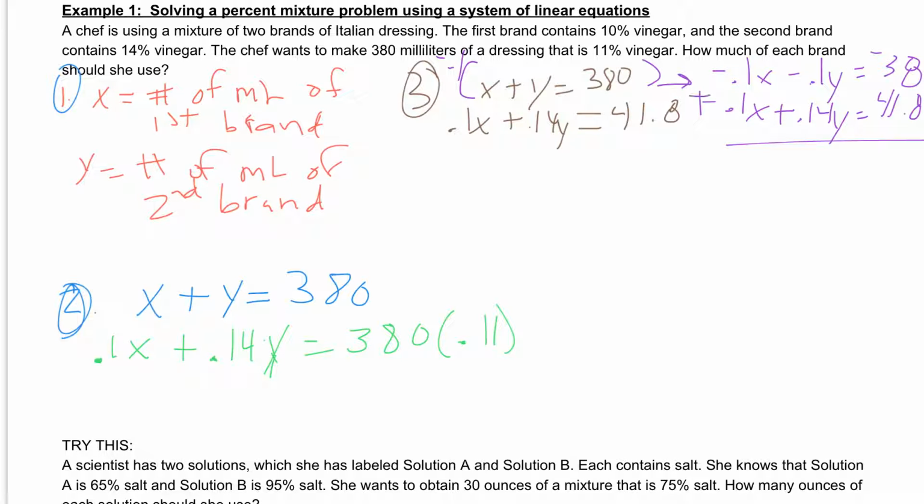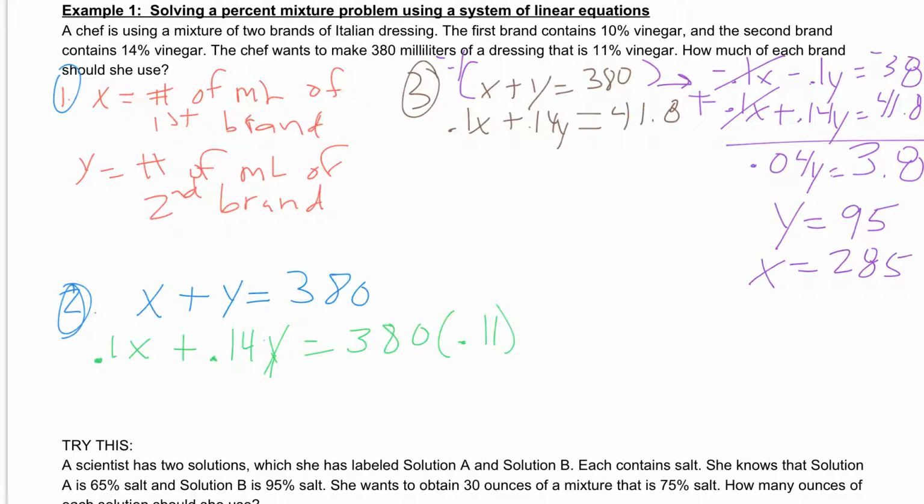Now I can go ahead and add these two together. My x's will cancel out. Negative 0.1 plus 0.14 is 0.04y, equal to negative 38 plus 41.8, which is 3.8. Then I have to divide both sides by 0.04, and I get y equal to 95. Well, if y is 95 and x plus y is 380, I can find x by just taking the 380 and subtracting the 95. So I know that x has to be equal to 285.